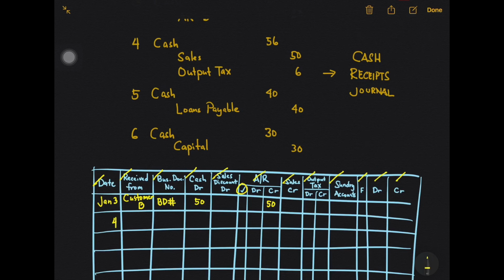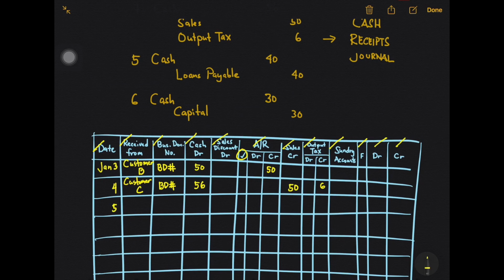Okay. Then next, we have January 4. And this is from another customer. Let's say customer C. For the business document, again, write the business document that you have and then write the number. And you always have a debit to cash, because again, you are placing it in the cash receipts journal. So in this case, 56. Credit to sales, 50. Output tax credit, 6.